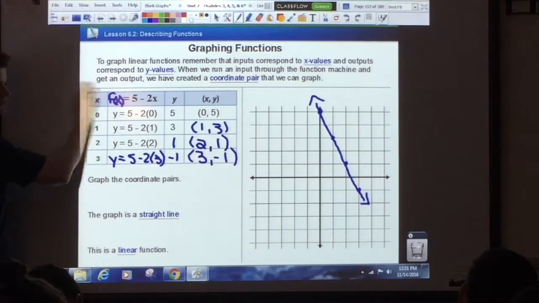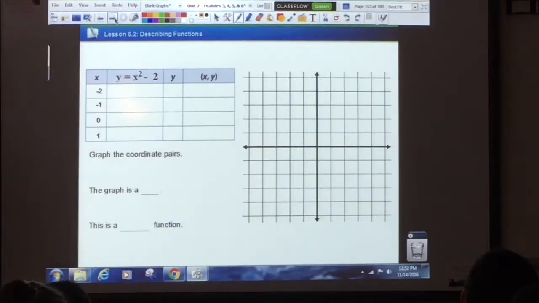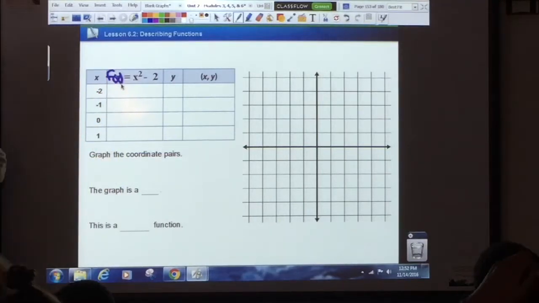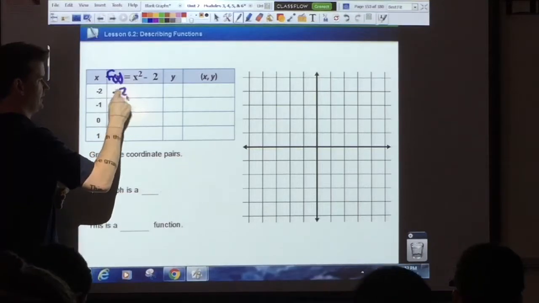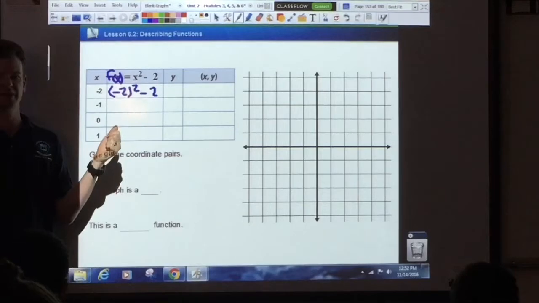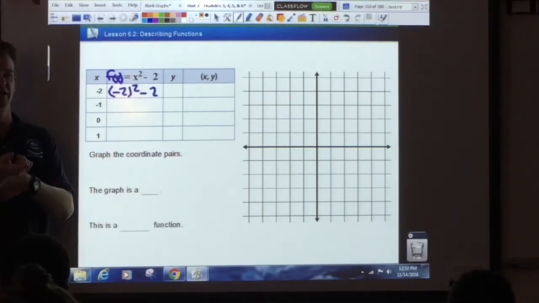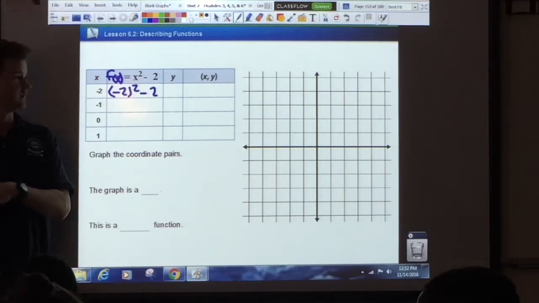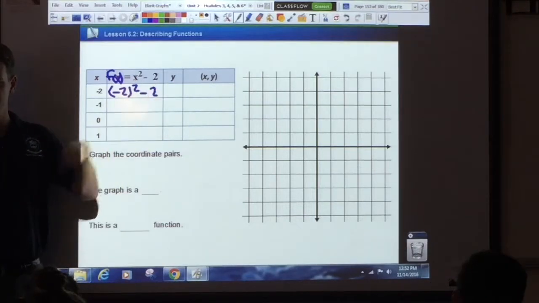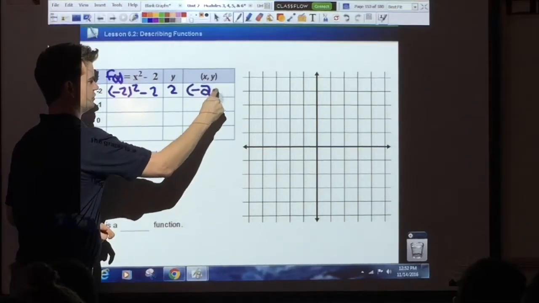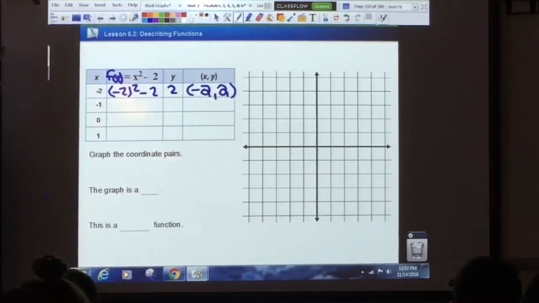The only thing you have to be careful here is order of operations. Now here, we start going back to our old friends, exponents. Exponents, you just have to remember the rules. So if I substitute in -2, it's -2 squared minus 2. So -2 squared is basically -2 times -2, which gives me what? Positive 4. Positive 4 minus 2 is 2. So I put in -2, I get out 2. That's -2, comma 2. That's my first coordinate pair.